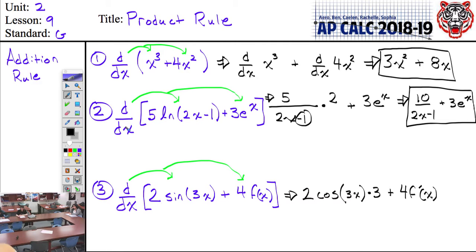Multiply the 3 and 2 to make 6 cosine of 3x. Yeah, so you definitely want to, if you want to simplify this, since we were simplifying all of our other answers, this would be 6 cosine of 3x plus 4f prime of x.